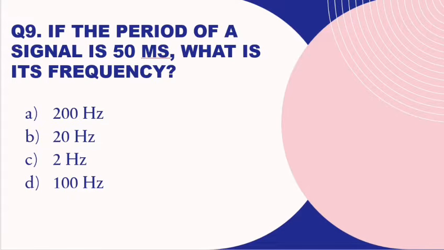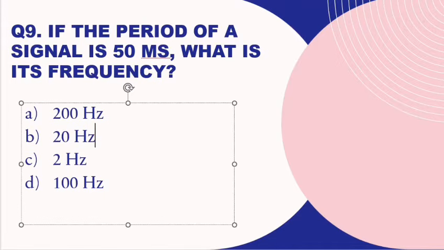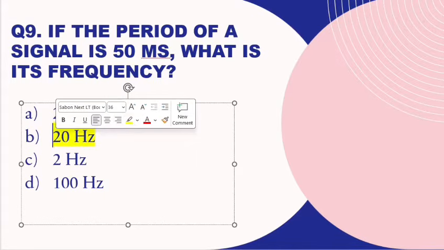So our question number 9 is, if the period of a signal is 50 millisecond, what is its frequency? Option A 200 hertz, option B 20 hertz, option C 2 hertz, option D 100 hertz. I hope you all have paused the video and guessed the answer right. The correct answer for this question is option B 20 hertz.